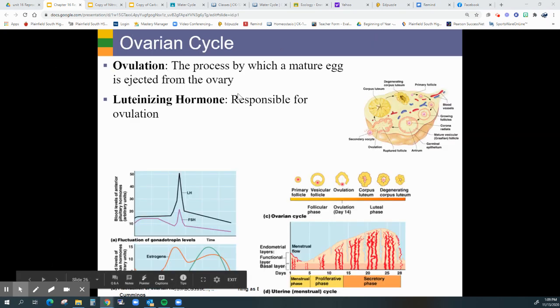Ovulation is just the process of the mature egg being ejected from the ovary. And again, the luteinizing hormone is responsible for that process.